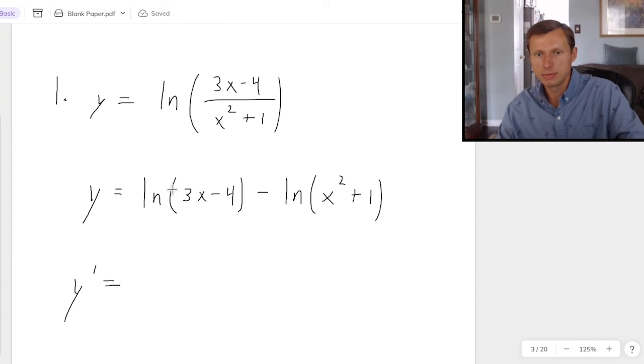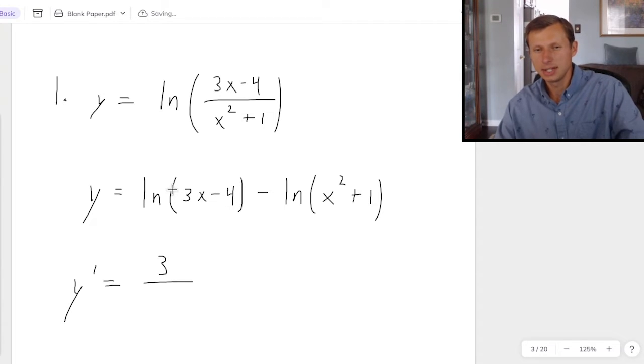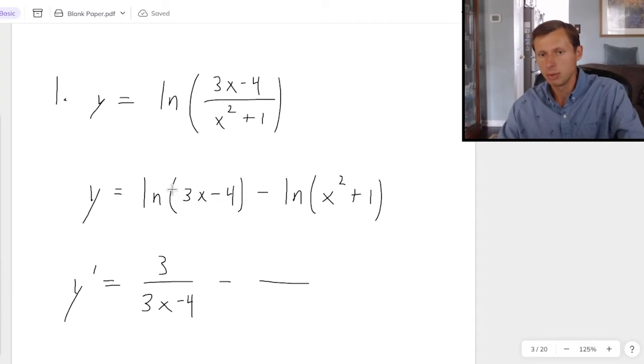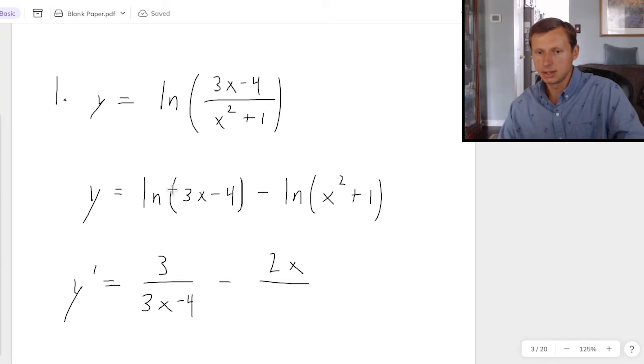The derivative of the natural log of 3x minus 4 is numerator, the derivative, which is 3. And then in the denominator is my original 3x minus 4. No, those 3's do not cancel. And now minus the derivative of natural log of x squared plus 1, fraction bar, and the numerator is 2x. And then in the denominator is x squared plus 1.